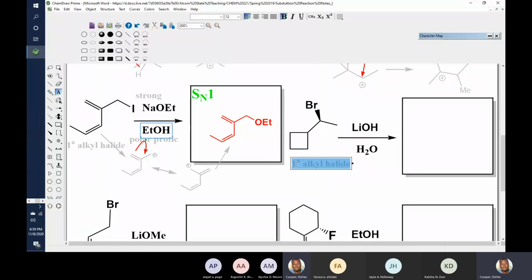Secondary. Yep, it's a secondary alkyl halide. Okay. What type of solvent do I have? Strong. Solvent? Oh, aprotic. This is... protic. Oh my gosh. Okay.